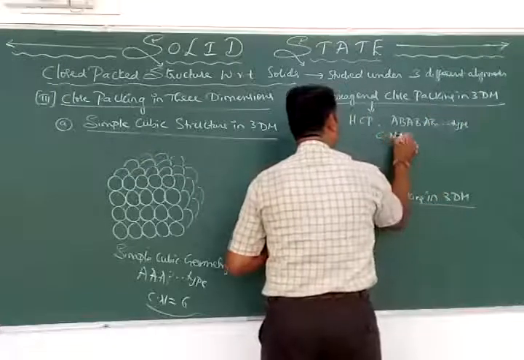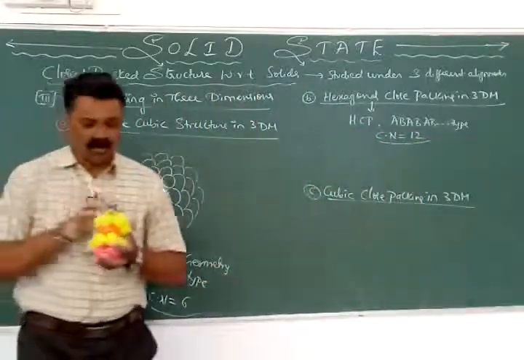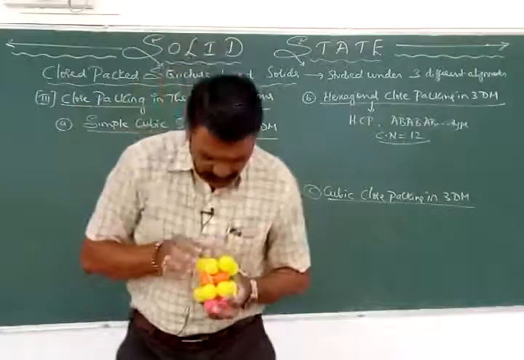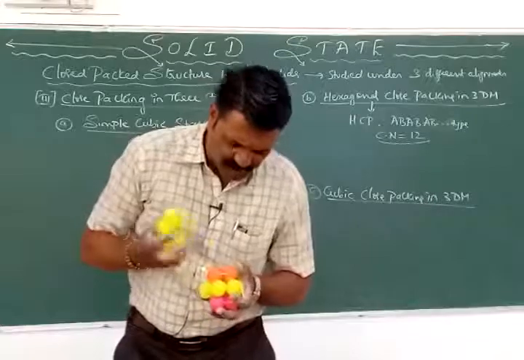With a coordination number of exactly equal to how much here? It is the 12. Exactly equal to what? 12. Why it is 12 means here, at the center we are having the particle like this.